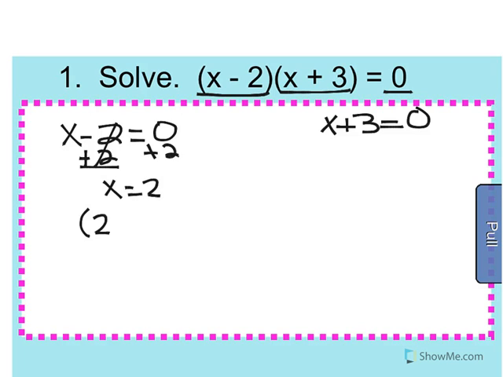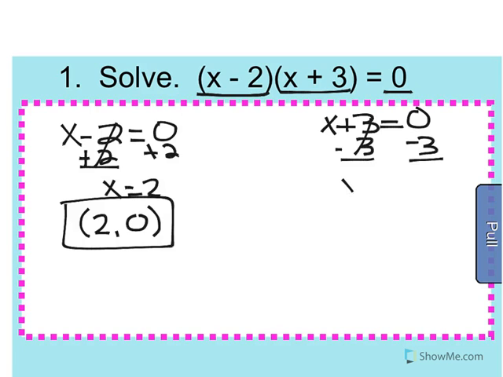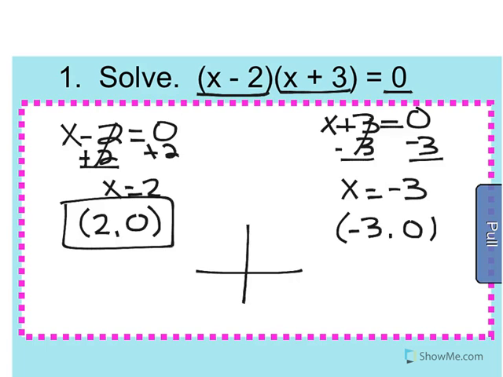That means one of my x-intercepts occurs at the point 2, 0. The other equation, if I subtract 3 from both sides, we will see that x equals negative 3. That means the other x-intercept occurs at negative 3, 0. Just to give you a visual, this is telling us how wide our parabola is. We have an x-intercept at negative 3 and an x-intercept at positive 2.